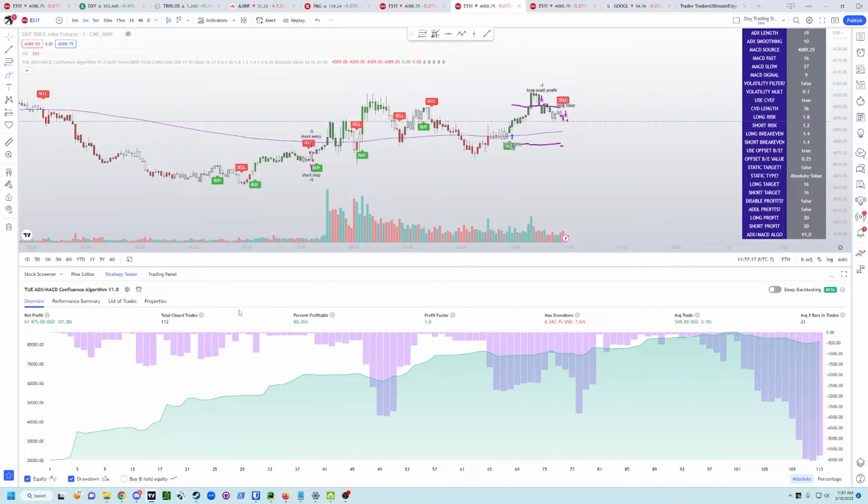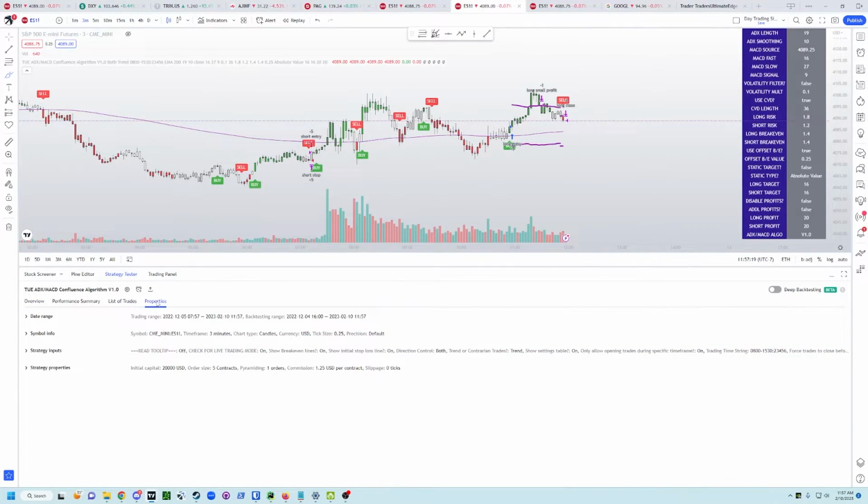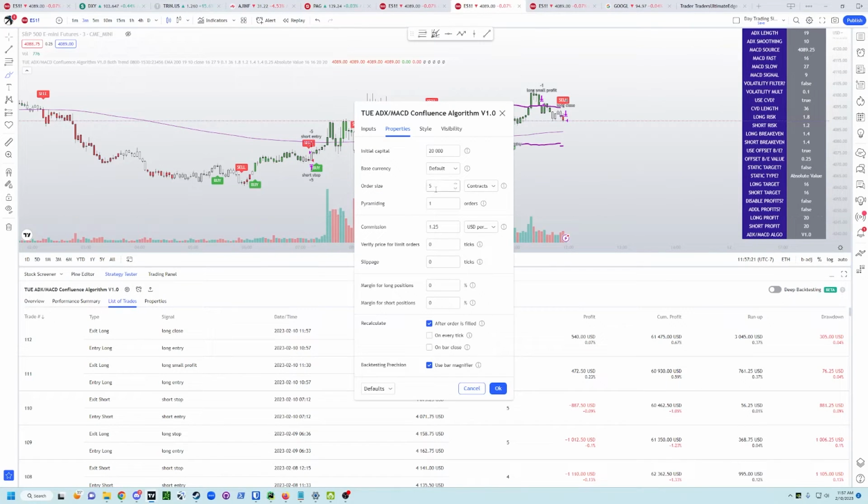Where was I? I was talking about properties. Oops, list of trades. There we go. So I'm talking about the bar magnifier down here. That sort of thing is important, so you want to use it to try to give yourself the best backtesting that you can, right?